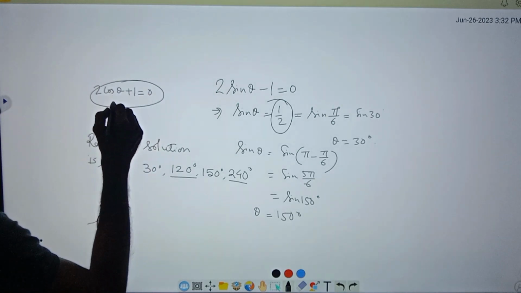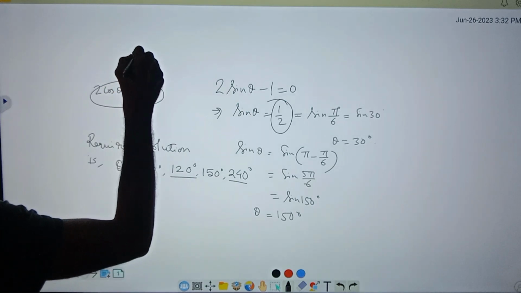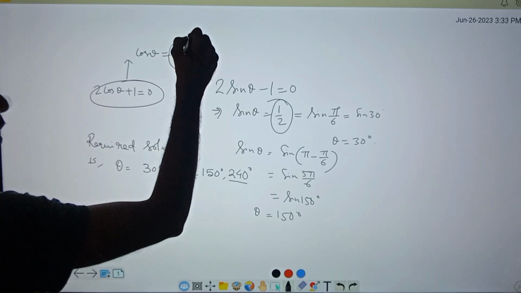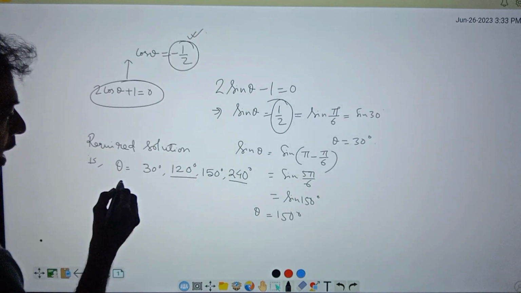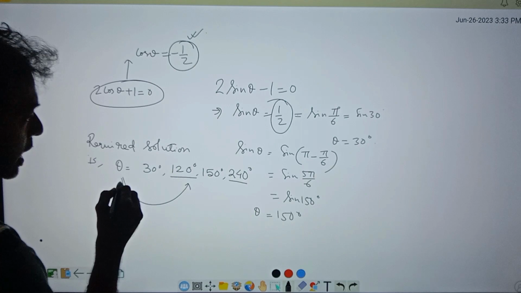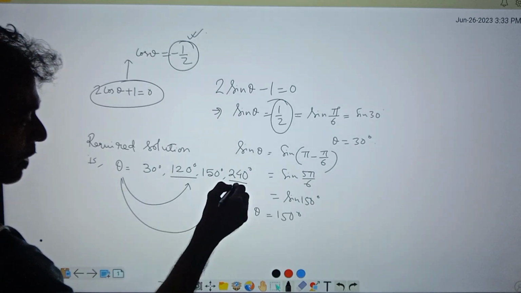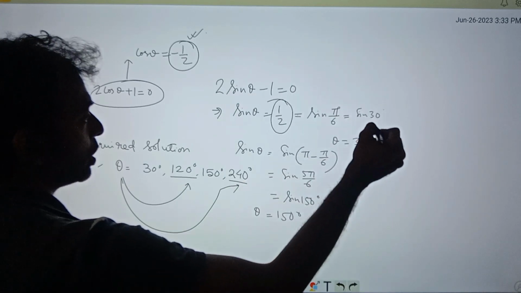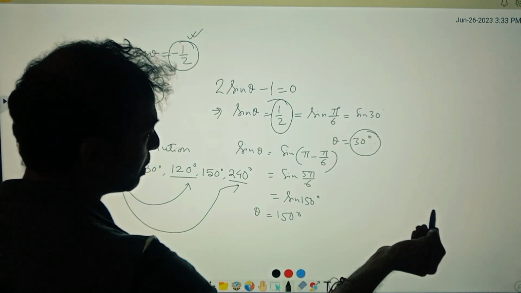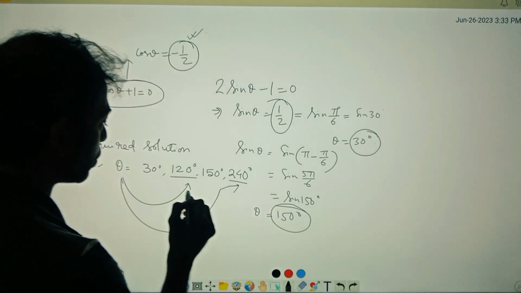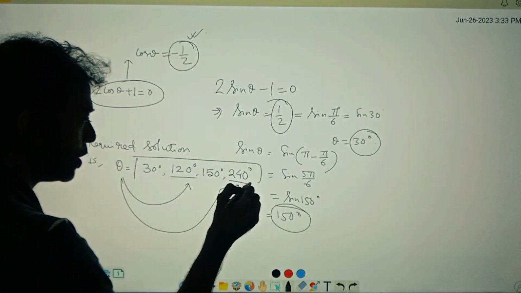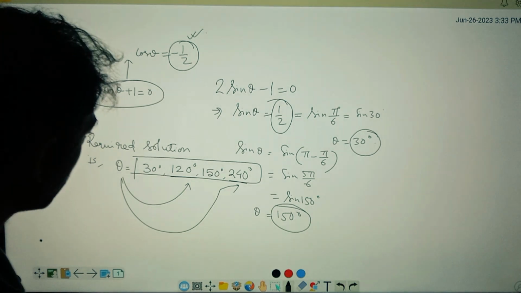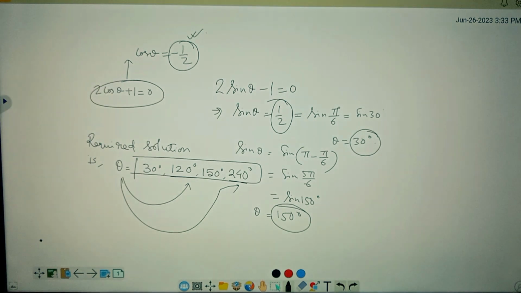In case of that, you got the result cos theta equals minus 1 by 2. And from that relation, we found that theta equals either 120 degree or 240 degree. And from the equation 2 sin theta minus 1 equals 0, we obtained the result that theta may be 30 degree or 150 degree. So the total number of possible solutions will be 4, and that is 30 degree, 120 degree, 150 degree and 240 degree.